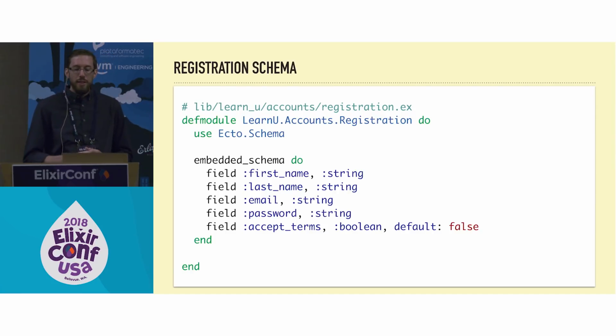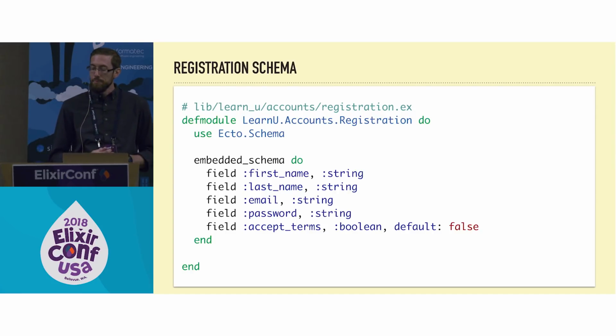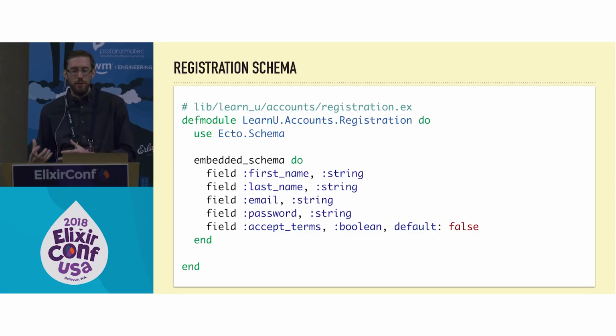The registration embedded schema will reflect the fields on the form. You'll notice a lot of crossover or duplication between this schema and the schema on the user and credential modules. I personally can live with duplication like this because I consider them separate entities within the system. The registration process is its own domain model and should therefore have its own structure.